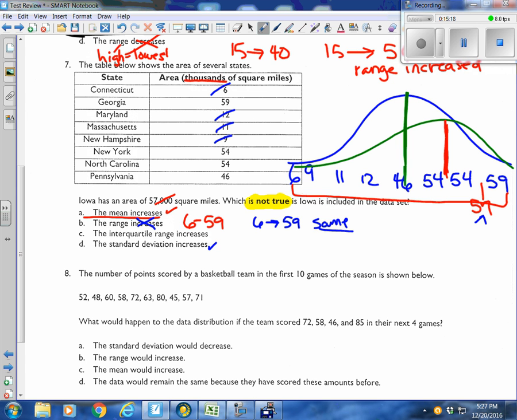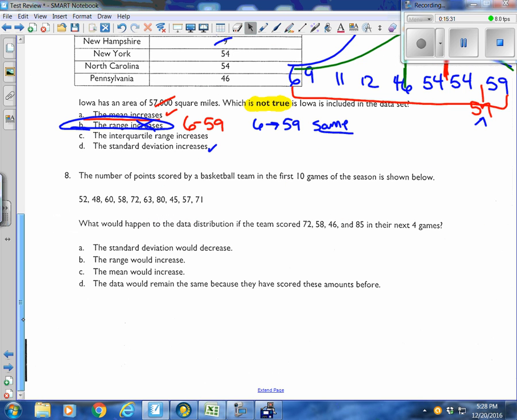Which one is not true? The one that turns out to not be true is letter B. All right. So B stays the same, so obviously it's the one that's not true.